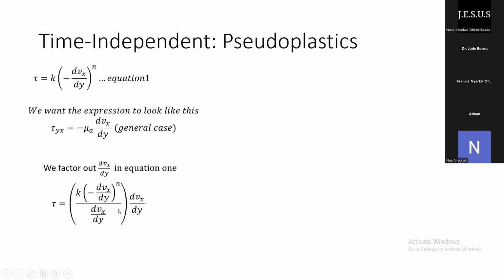So when this multiplies this, this cancels out, and then we are getting this back. So we haven't done anything to the equation. We just factorized the Vx over dy. Comparing it with the general case, we have our tau being equal to our tau here, and the Vx dy being equal to the Vx dy here. So our apparent viscosity here becomes the whole of this.